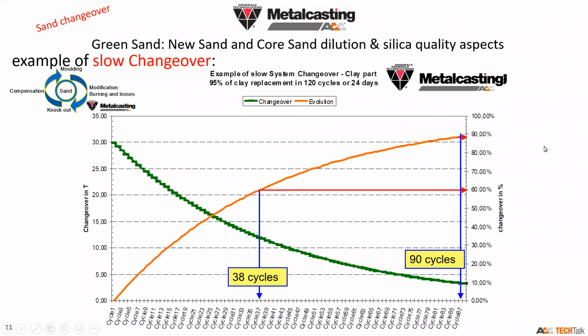Second example, the same way of explanation: you have the green curve showing what you are losing at each cycle, and the orange curve is what you are gaining at each cycle. That is quite slow. You can see that for 38 cycles, you get 60% changeover, and for 90 cycles, you get 95% changeover. And to summarize this example, you have 95% of the changeover achieved after 120 cycles, 28 days. So it's a slow changeover.